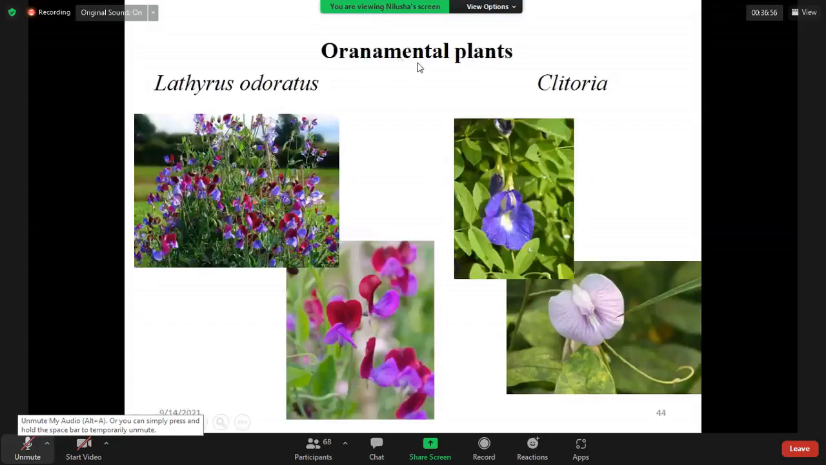Next we will see the ornamental plants. Earlier I told you, this is the flower. You can see this flower, Clitoria, or Nilkataralu in Sinhala. We use this as an ornamental. This one also comes under the family Fabaceae. And this flower you can see here, the name of this flower is Lathyrus odoratus. This one is also used as an ornamental plant.